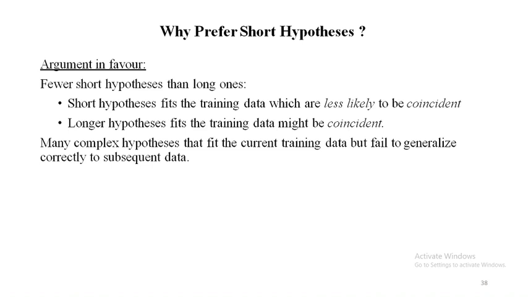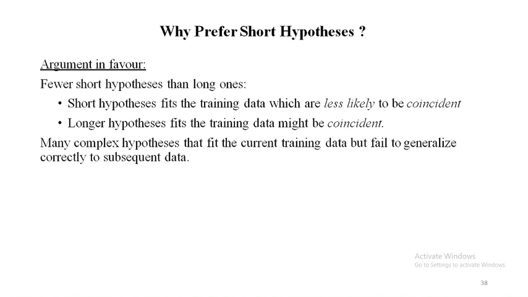Right? So they are not coincidental. Whereas the longer hypothesis fits the training data, and that might be coincidental. There are many complex hypotheses that fit the current training data but fail to generalize correctly to subsequent data. That is, your hypothesis may work for the current training data, but it may not work perfectly for the subsequent data or unknown data as well.